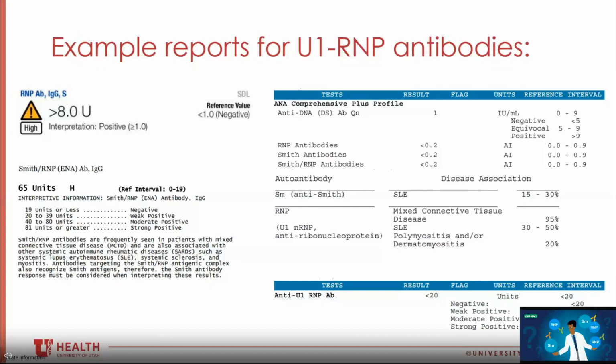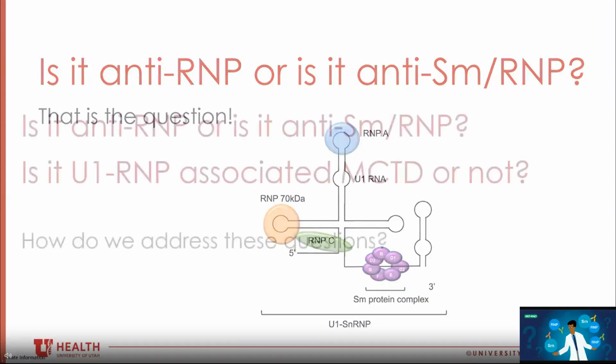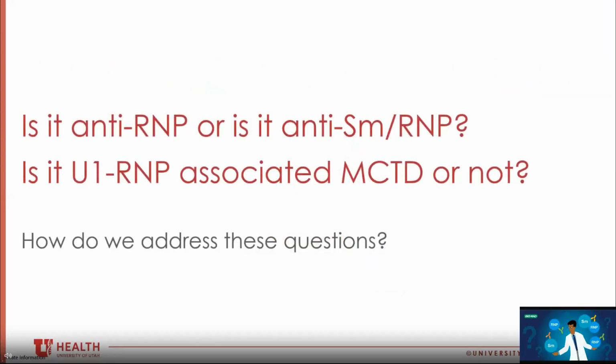Thus, when interpreting results of testing for RNP antibodies, it's important to determine whether the antibodies being detected are against RNP-specific proteins or the Smith RNP complex, particularly when trying to determine if a patient's symptoms are due to an RNP-associated connective tissue disease.